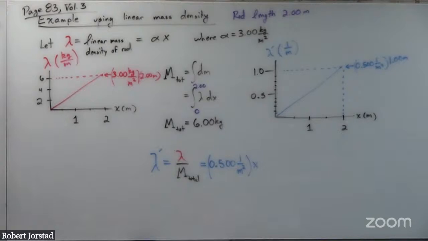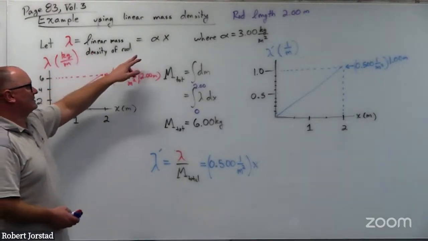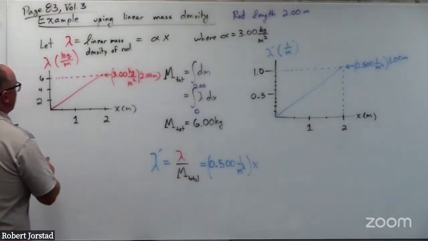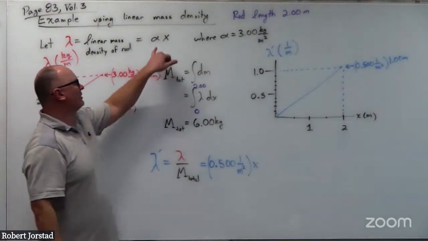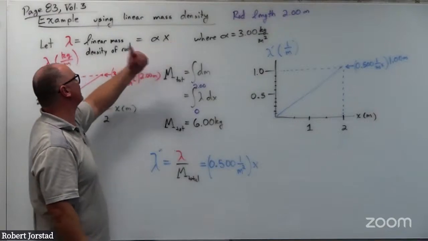Let's assume for right now, the linear mass density of this 2-meter long rod is basically 3x. Now if you check the units, lambda is in kilograms per meter. So in order for this to work out, we need kilograms per meter squared times meters, which gives us kilograms per meter.